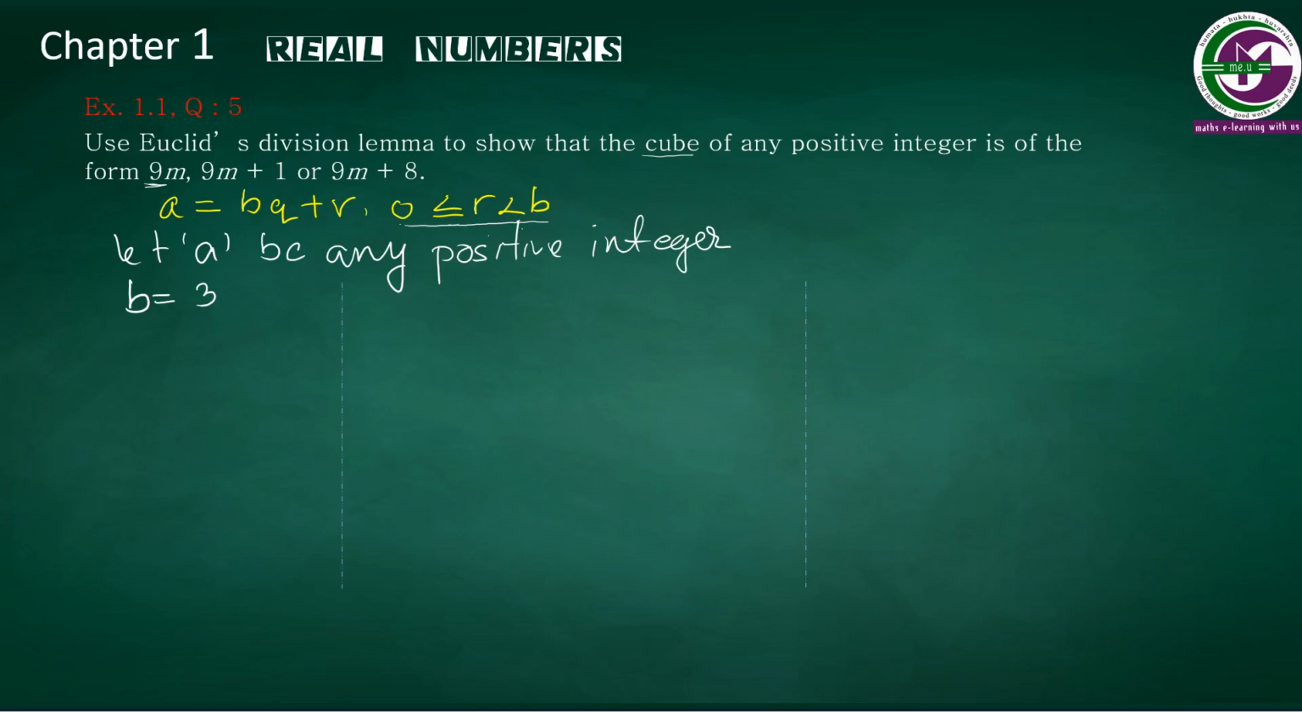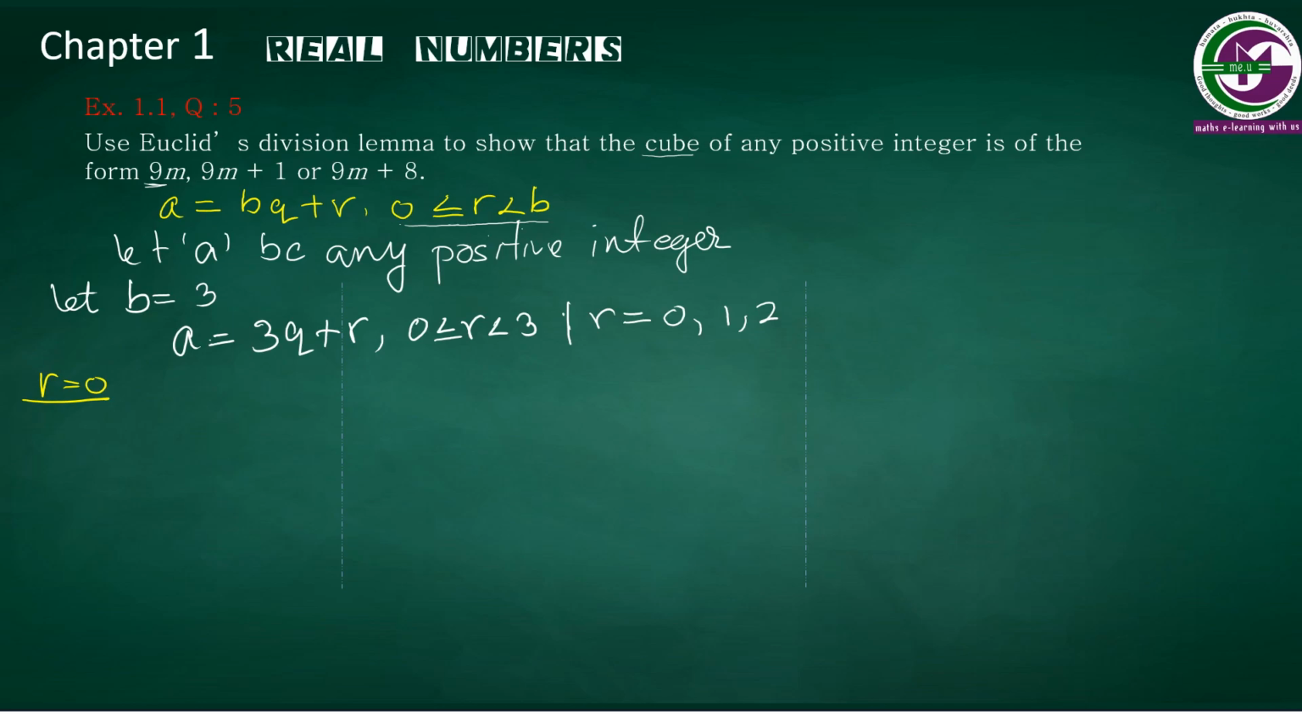So we'll take b equals 3. Let b equals 3. Then using Euclid's division lemma, we can write it as a equals 3q plus r where 0 less than or equal to r less than 3. The value of r can be 0 or 1 or 2. These are the three possibilities. So we'll start with r equals 0.